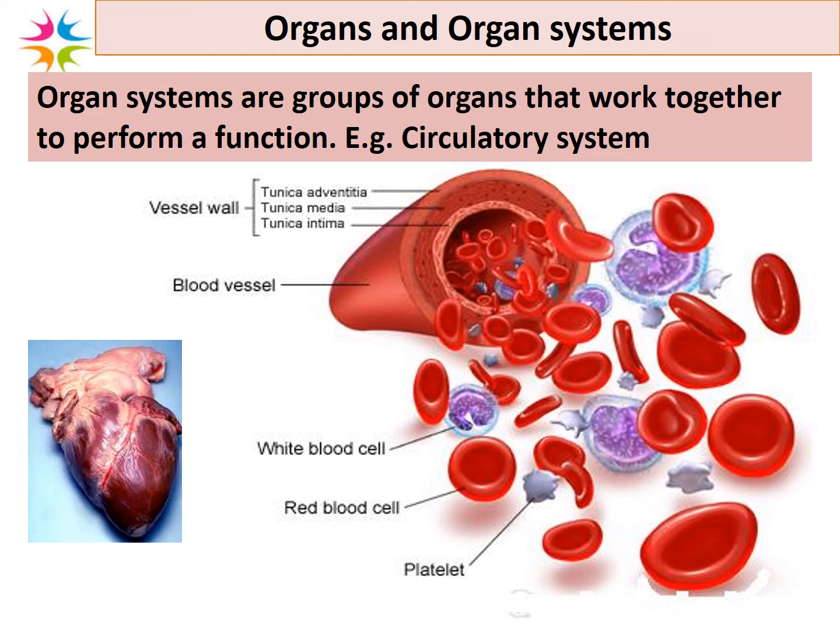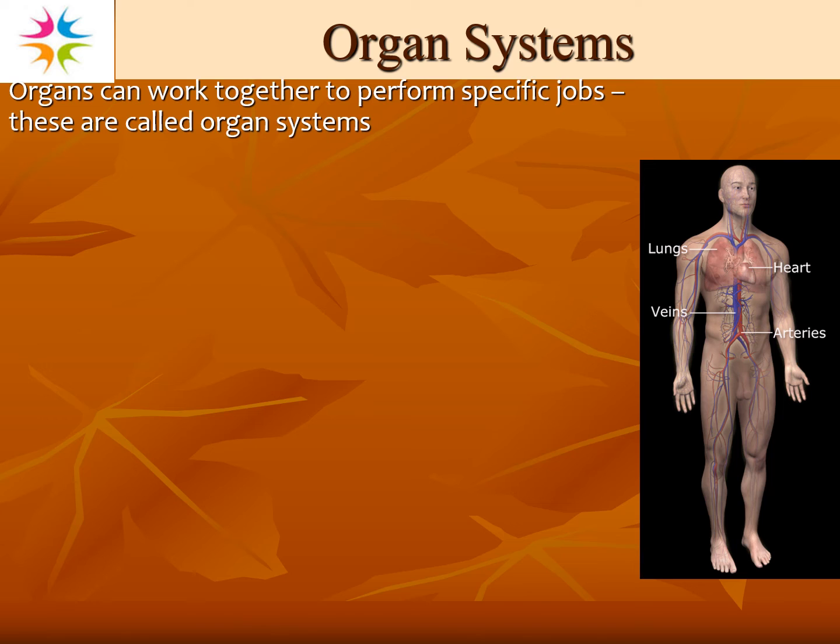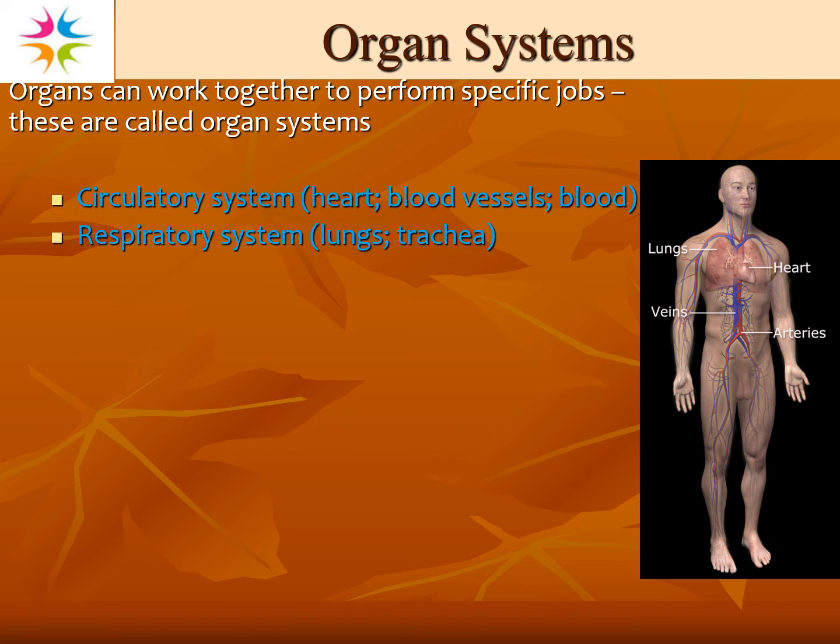Now, organ systems are groups of organs that work together to perform a function. They have a particular job to do. So, for example, the circulatory system, you've got your blood vessels, you've got the heart, and you've got blood cells. Together, they make up an organ system.